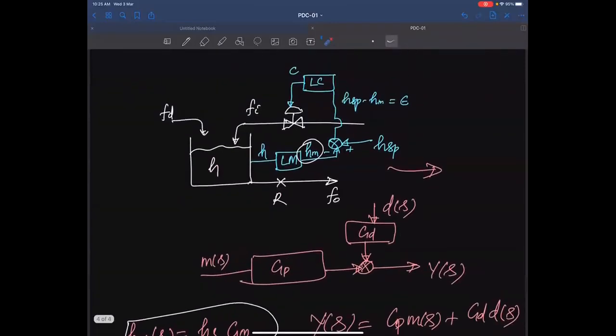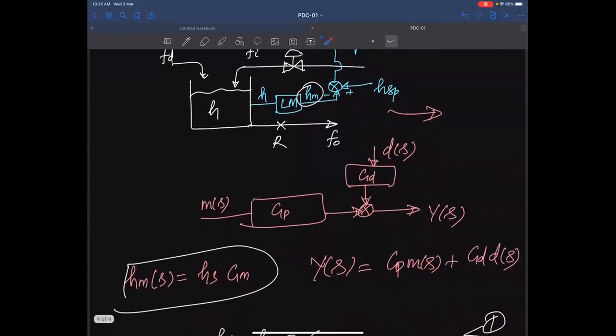Otherwise, we are simply representing this as a block diagram, which is a flow and information diagram, simply represented in terms of a block diagram.